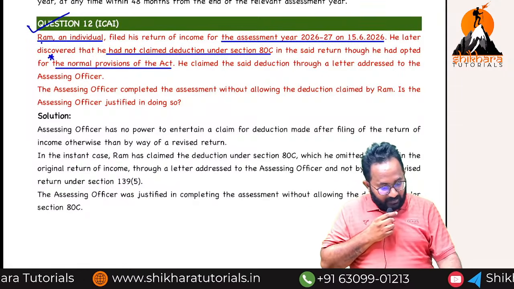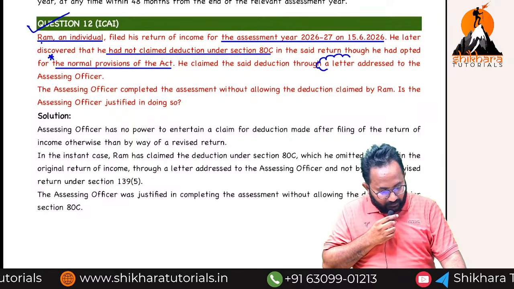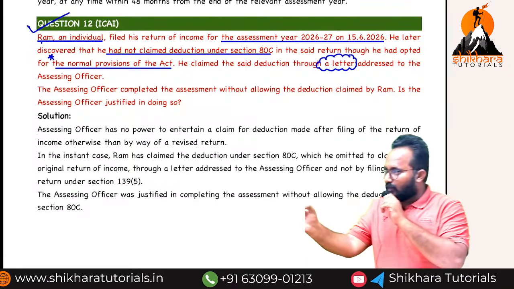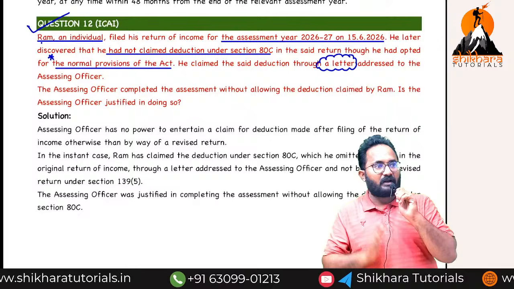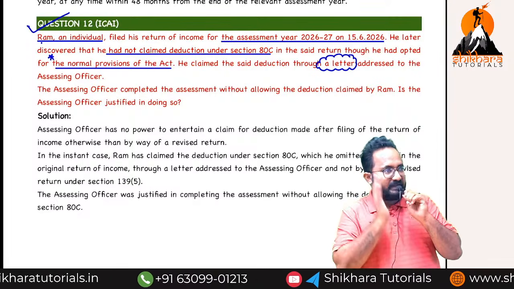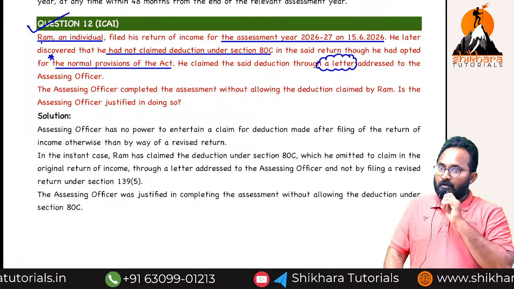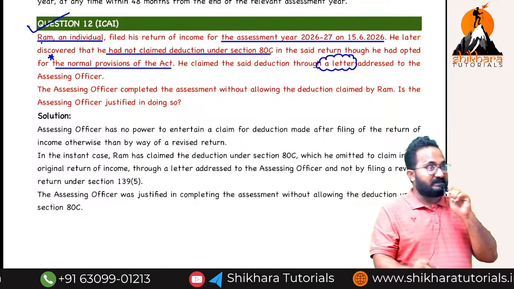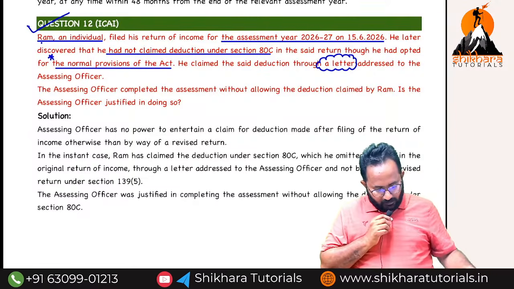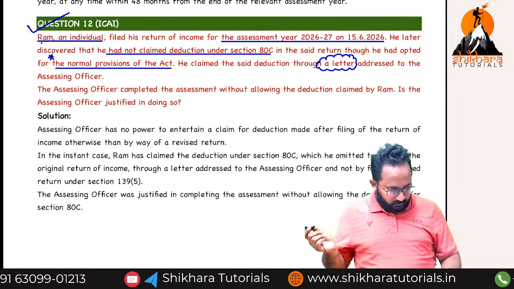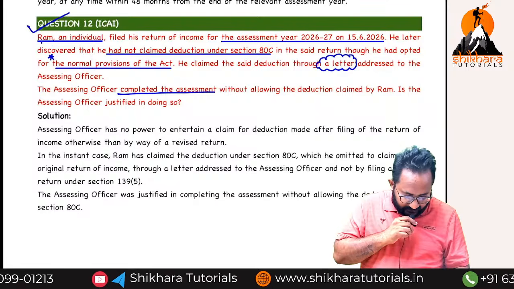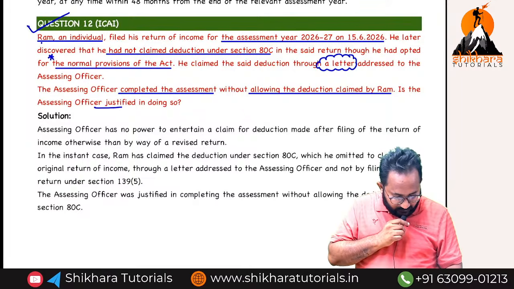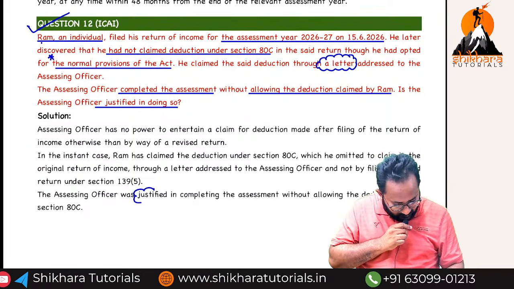Now he claimed the deduction by using a letter to the AO. Tell me, if you want to claim before the AO, how can you claim? By way of filing the revised return under section 139(5). A revised letter or revised statement cannot be considered as a revised return. The assessing officer completed the assessment without allowing the deduction claimed by the assessee. Is the assessing officer justified? Yes, the assessing officer is justified only. Why?